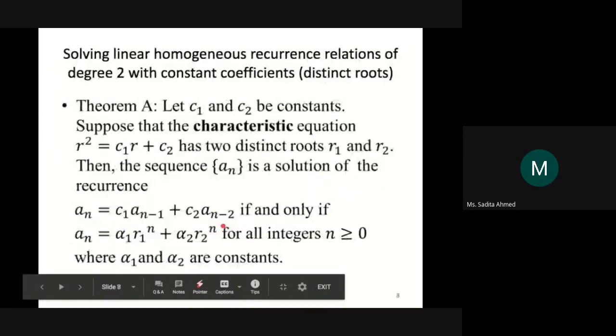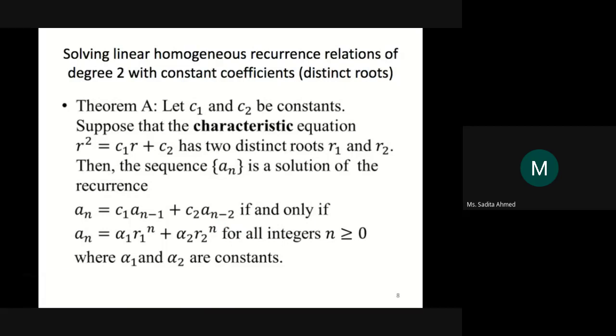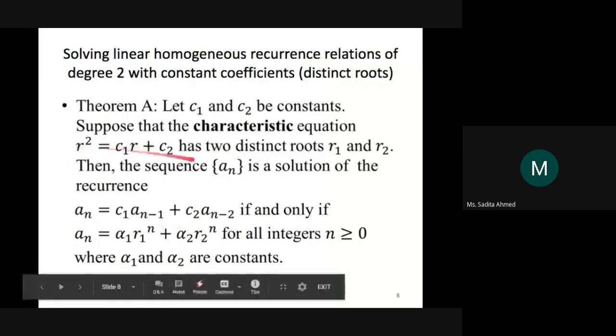Only 2: C1, C2. For the first sum term, it will be C1. For the second one, it will be C2. If we know C1 and C2, once we have the recurrence relation in our hands, this equation can be solved for R, right? After finding the values of R, if you see that you get two distinct values of R, since R square is there, obviously there will be two roots.